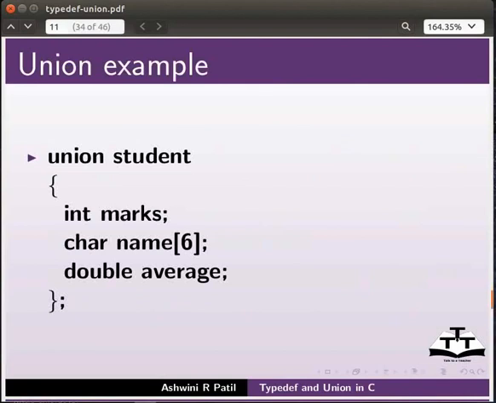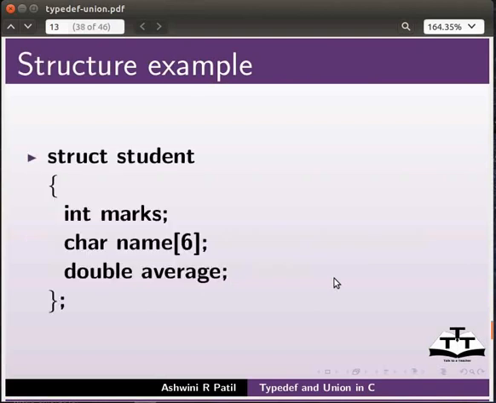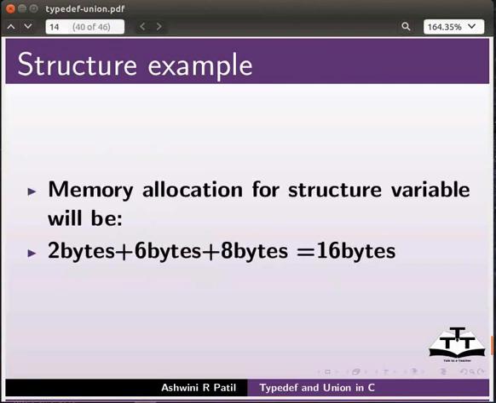Example for union: union student, int marks, char name[6], double average. Memory allocation for the union variable will be 8 bytes, as the double data type will occupy the maximum memory space. Example for structure: struct student, int marks, char name[6], double average. Memory allocation for the structure variable will be 2 bytes plus 6 bytes plus 8 bytes, which is equal to 16 bytes.